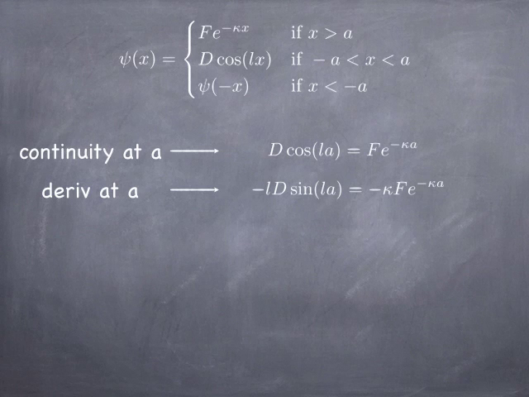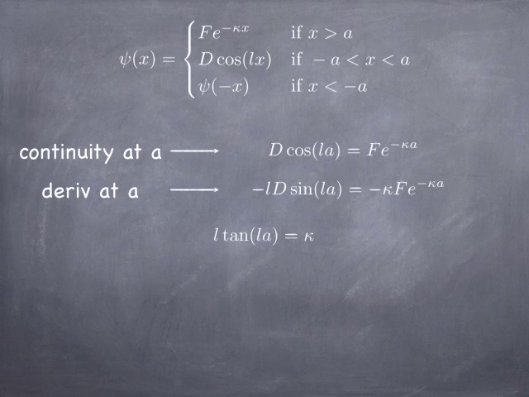So if we divide the bottom equation by the top equation, we get a single equation, which is that the wave number L times the tangent of La is equal to kappa. So that gives us a constraint on L and kappa. There's another constraint on L and kappa, which I'll describe in a moment.